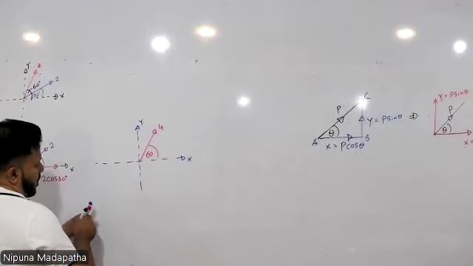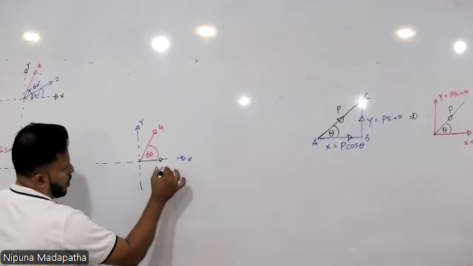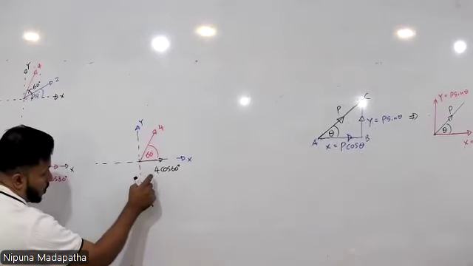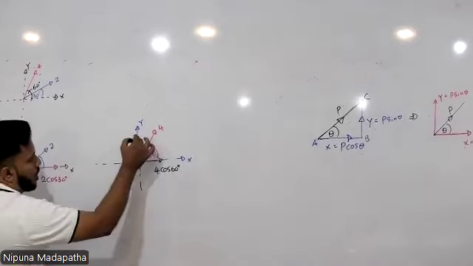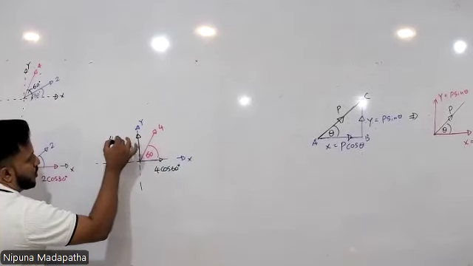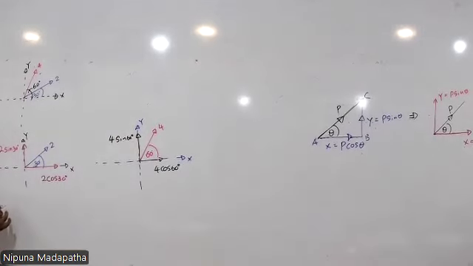Now the x component is 4 cos 60. Is it positive or negative? Positive, because it's along the positive x direction. The y component is positive 4 sin 60. Now tell me what is the algebraic sum of the x components of these two vector systems.